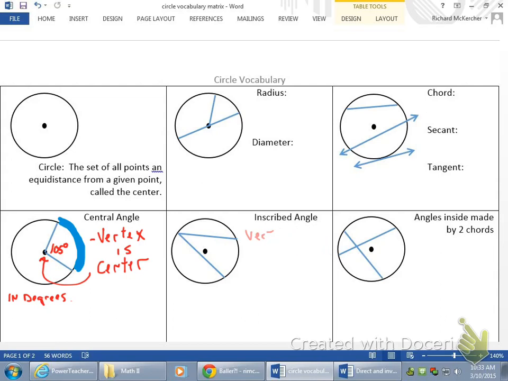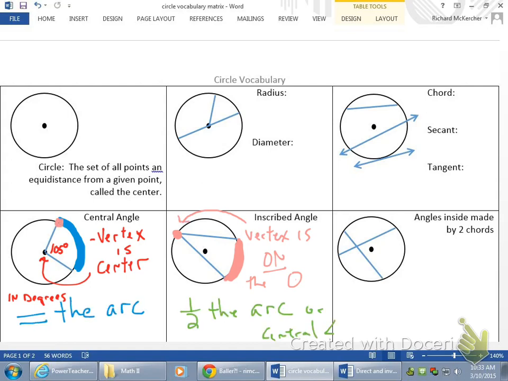An inscribed angle on the other side, notice where the vertex is. Vertex is on the circle. See, it's over here. It also creates an arc. I want you to notice it creates an arc as well. And that has also got a relationship. We're going to talk about those too. We did some drawings on the board, and we found out that the central angle is equal to the arc. Central angle equal to the arc. So this arc will be the same as the central angle, and the inscribed angle will be half of the arc. We'll do some more with that tomorrow.